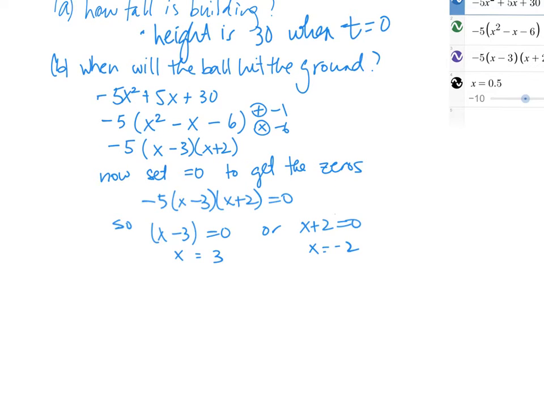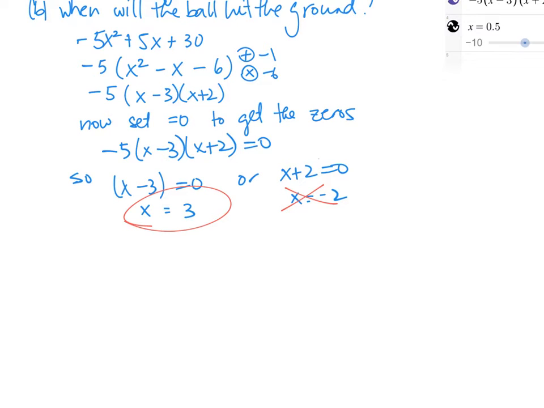When I set those equal to 0, I get x minus 3 equals 0, which gives me x equals 3, and x plus 2 equals 0, which gives me x equals negative 2. Because we're talking about time, this does not apply. Therefore, the ball hits the ground at x equals 3 seconds.